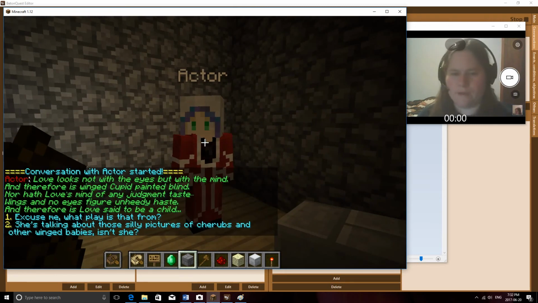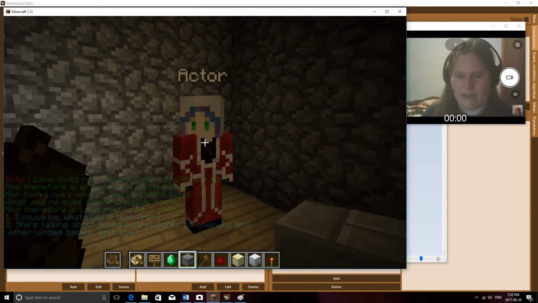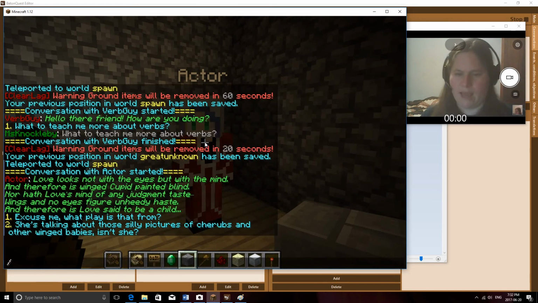And for this one, we're going to rely very strongly on the NPCs, the non-player characters. Here's an actor you can talk to. He has different things. So the green parts on the text is what the actor says, and then we have two options, one or two. We can choose those.